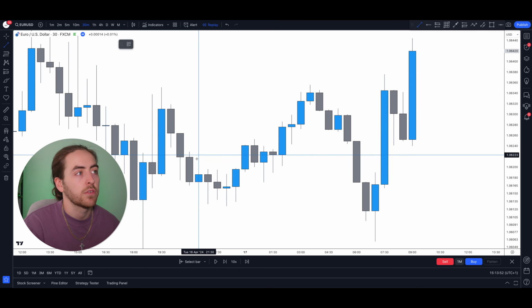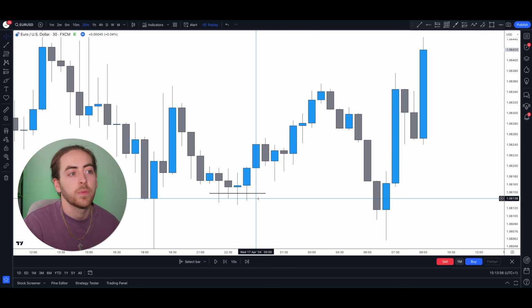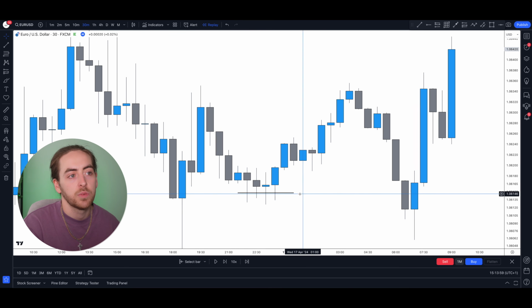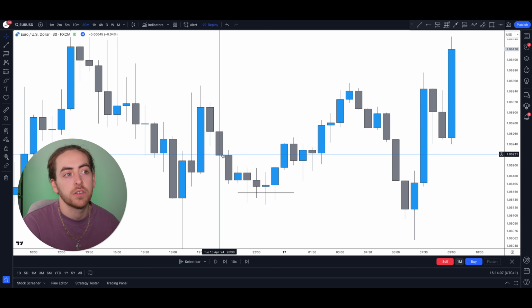Then we come down to around this level just here, and we start to see a push away from the buyers here. So we are seeing multiple wicks showing potential reversals in the market. These bearish candles are reasonably large, but they all have wicks on the bottom, which shows there is definitely some buying pressure pushing back against the sellers here.